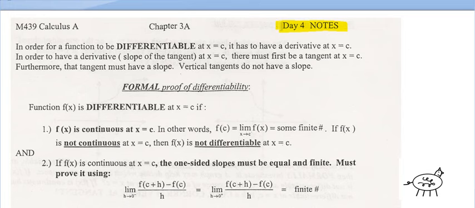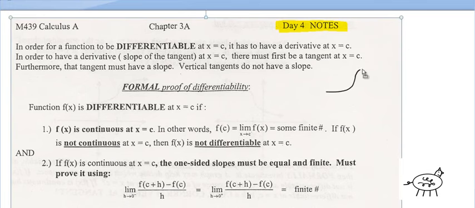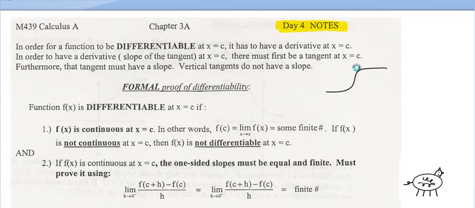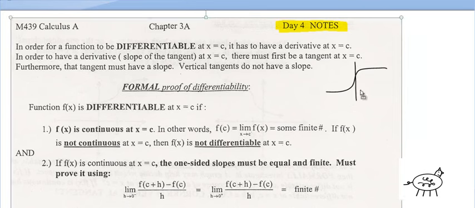And just to make sure you're clear as we do these problems, vertical tangents do not have a slope. Just real quickly, a vertical tangent looks something like this. And remember, what is the slope of a line like this? It's undefined. So it does not have a tangent at that point.